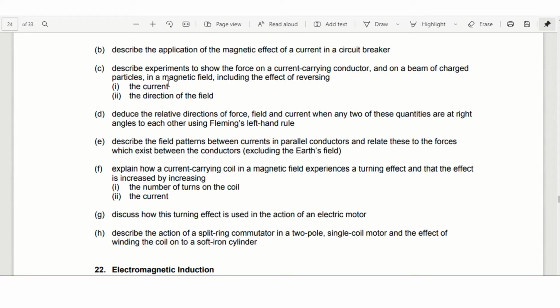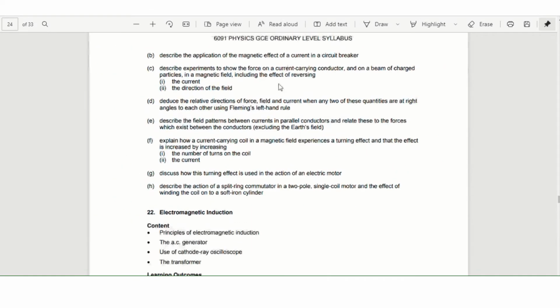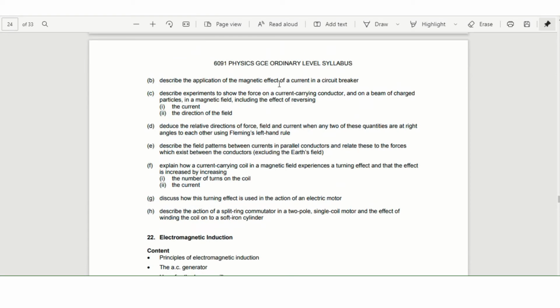Alright, next you need to be able to describe the application of the magnetic effect of a current in a circuit breaker. So let me draw a simplified diagram of a circuit breaker. There is a soft iron core here to act as a temporary magnet. And this is the live wire.